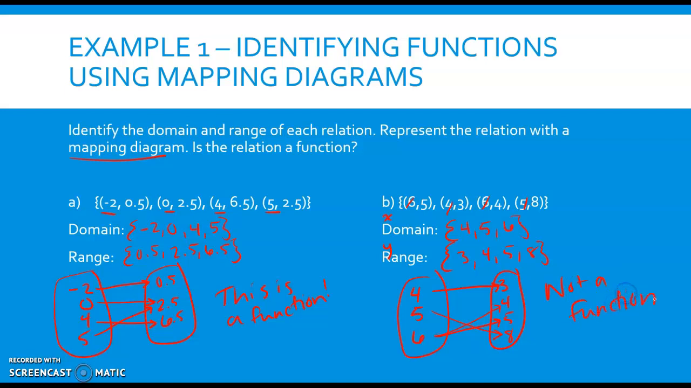Why? Because 6 cheats on 4 with 5, or 6 cheats on 5 with 4. Either way, the 6 has 2 output values, and that makes it not a function. Our x value can only have one y value. All right, so to be a function, for every x, there is only one y value. To not be a function means that an x has multiple y's. So just think about that.